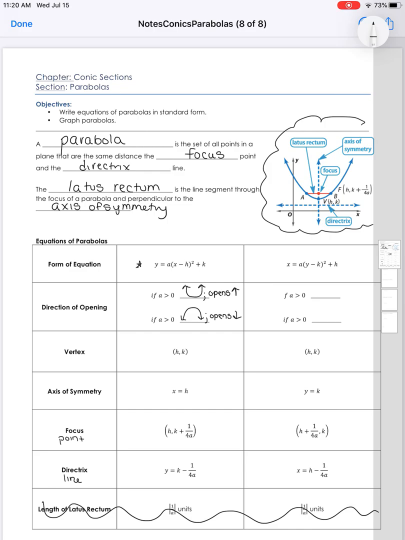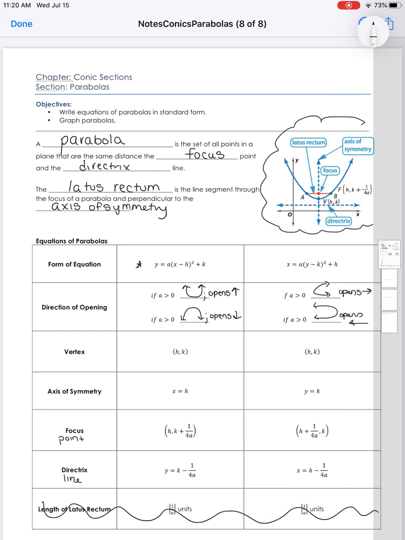Column 2 is opening left or right. If you try to compare the two of them, you're going to notice the x and the y flip places, and the h and the k flip places. That's ultimately what happens. So if a is greater than 0, it's now going to open to the right-hand side in terms of the parabola. You can draw this, or you can just draw an arrow. If a is less than 0, it's going to open to the left.